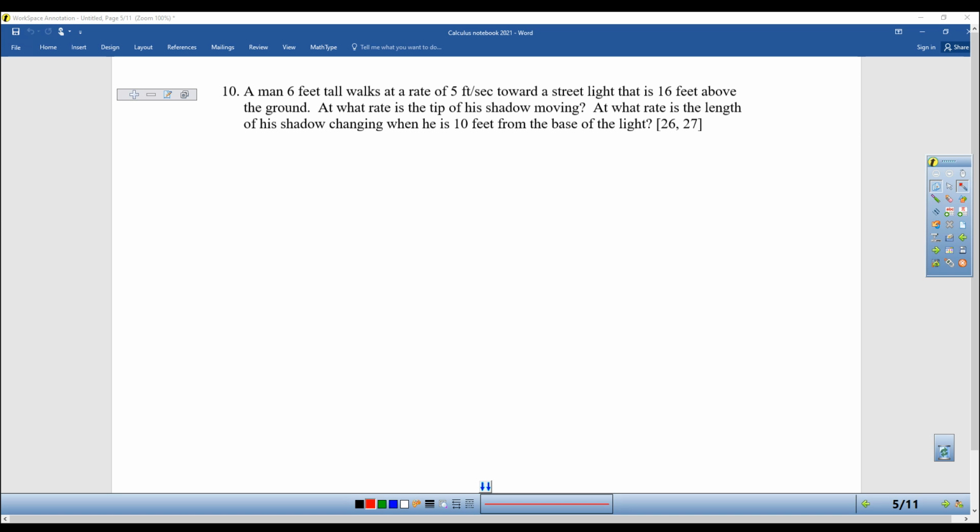So it says that a man 6 feet tall walks at a rate of 5 feet per second towards a streetlight. So we have our man here, and he's walking towards a streetlight. It's giving off some light. And the streetlight is 16 feet tall. Our man is 6 feet tall. But the streetlight is casting a shadow.